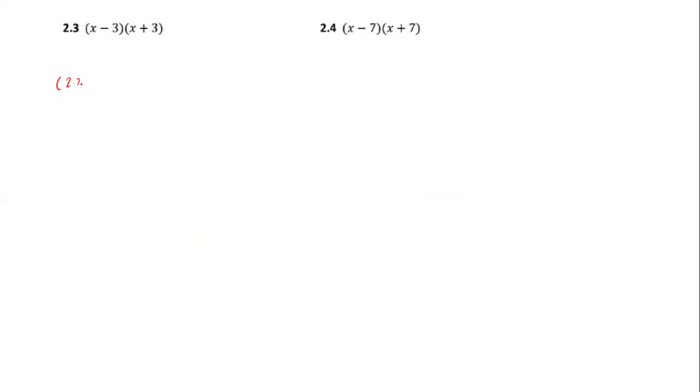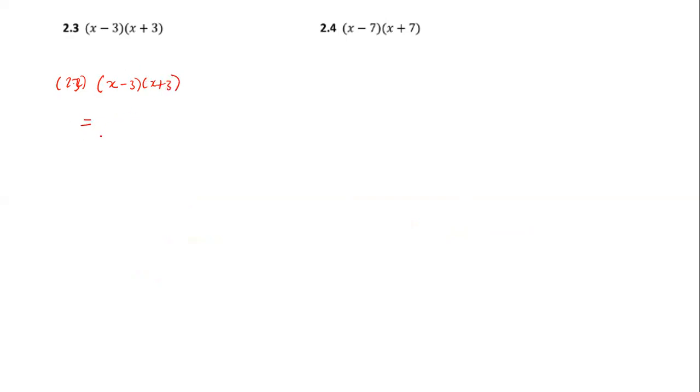Now we move to question number 2.3. Let me rewrite it as it is. We have x minus 3, we have x plus 3. Now again, here we need to multiply these two brackets together.